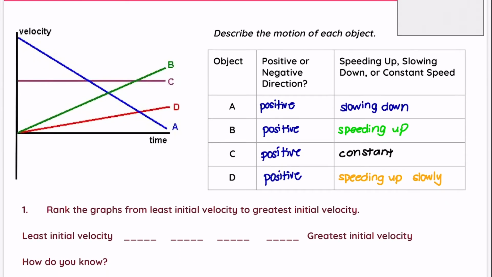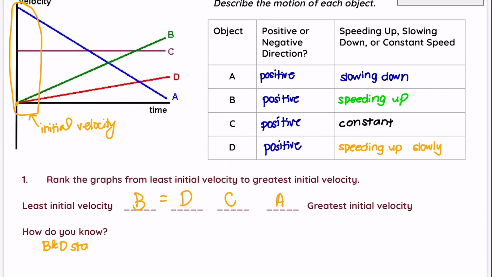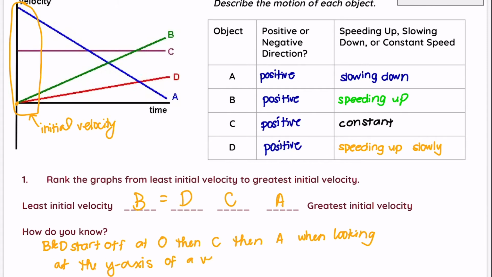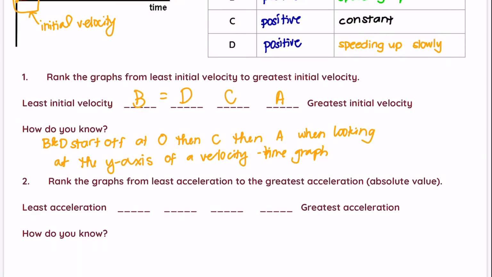All right, now let's take a look at the graphs with the initial velocity. We're ranking them from the least initial velocity to the greatest initial velocity. So we're going to take a look at everything in this area right here for initial velocity. It looks like the closest to 0 would be B and D, so B is equal to D. Then the next one up is C, and the last one is A. So B and D start off at 0, then C, then A when looking at the y-axis. And then you have to say of a velocity time graph. You can't just say look at the y-axis, because we don't know what kind of graph you're looking at. So make sure you say exactly that you're looking at the velocity time graph.